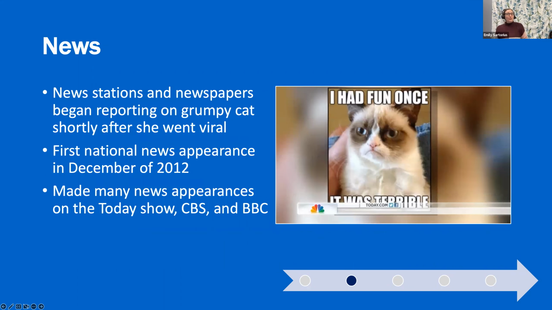In the case of Grumpy Cat, news stations and newspapers began reporting on Grumpy Cat shortly after she went viral. So after she went viral on social media is when the news reported on it. She made her first national news appearance in December of 2012 on NBC and made many more news appearances on CBS, BBC, and other news stations. Those were just a few that she was all over.